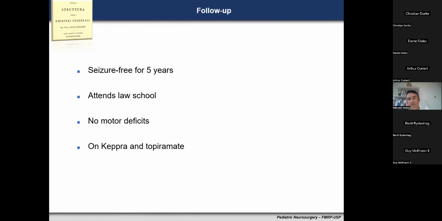So after 5 years, we just saw him last a couple of months ago in our clinic. He's been seizure-free just after the operation. He's gone to law school, performs fairly normally. He's got no motor deficits, but he's still on Keppra and topiramate. We weren't able to take him off all his medication.